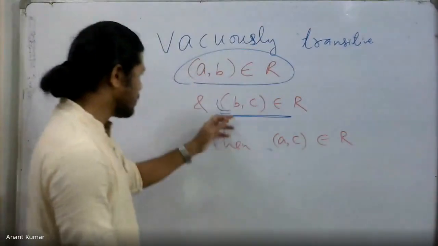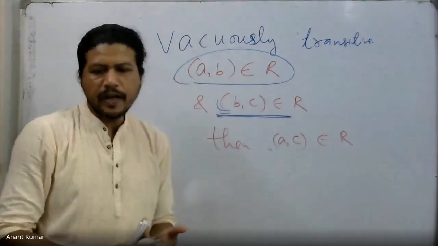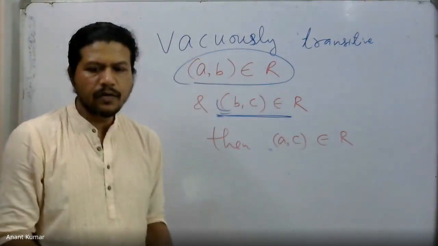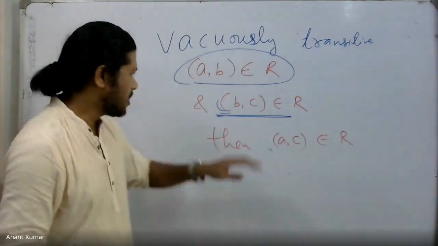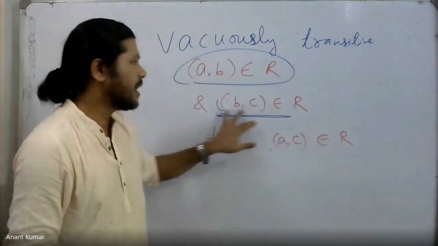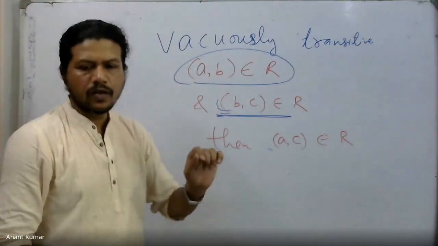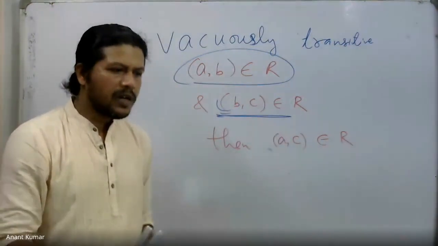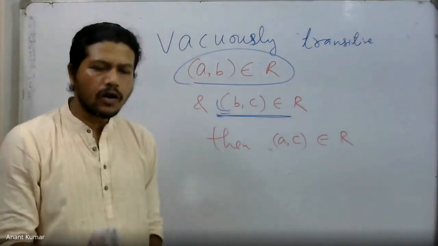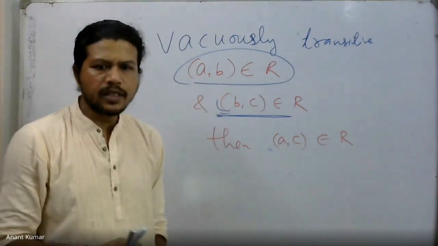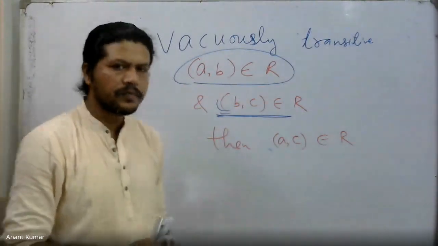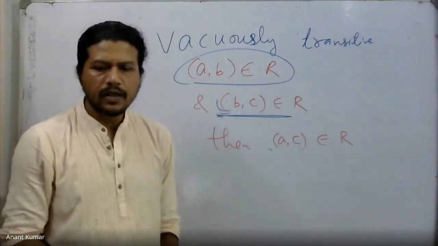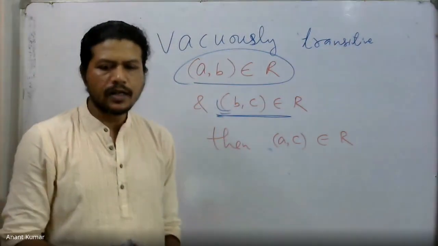This is because the second pair is missing. If the second pair is missing, it doesn't matter whether the third pair is present or not present. I just require the presence of the second one, and only then can we talk about the third pair. If A comma B is there but B comma C is not there, then I don't care about A comma C, at least as far as transitivity is concerned. It may be there, may not be there. There is no contradiction to this particular fact. That is the point.